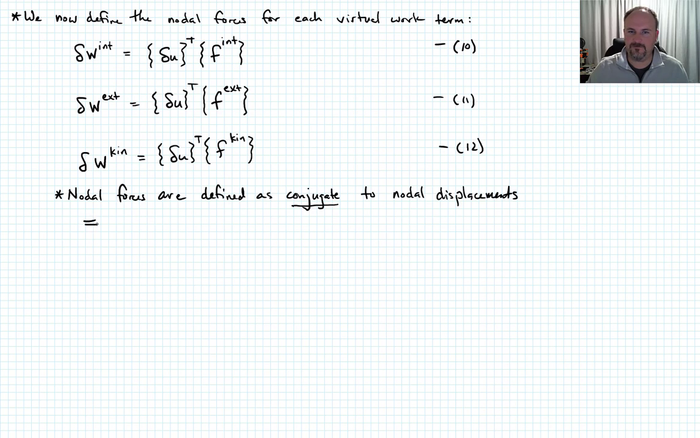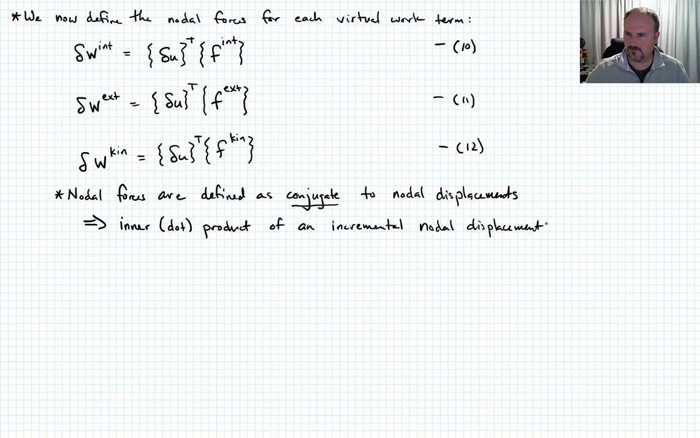Let me write that down. So what that means is that the inner, or the dot product, of an incremental nodal displacement, in this case it's just delta U, with a nodal force, maybe I should say with its conjugate nodal force, we'll call it F, gives us an increment of work.